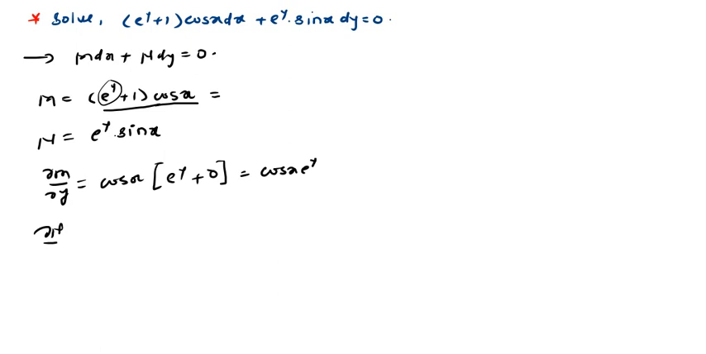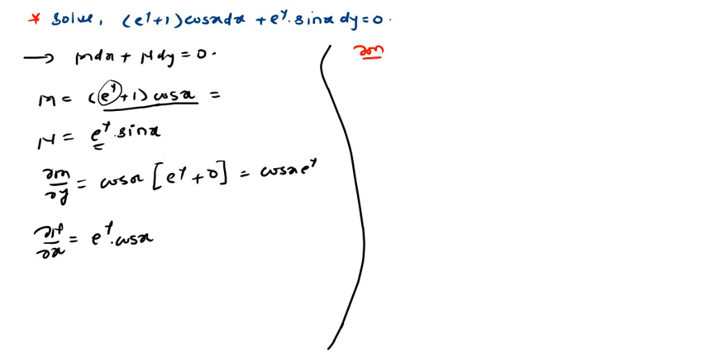Also we can find ∂N/∂x, meaning the derivative of N with respect to x, so e raised to y will be constant, and the derivative of sin x is nothing but cos x. So you can again see what is happening. ∂M/∂y is nothing but ∂N/∂x. What this implies? This implies the given differential equation is an exact differential equation.